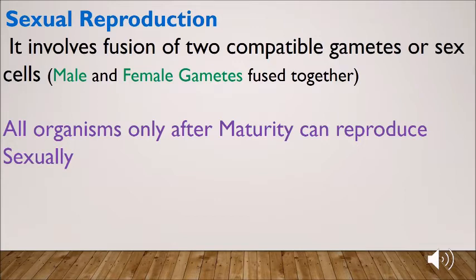All organisms reach maturity in their life before they can reproduce sexually. So all organisms only after their maturity can reproduce sexually. So how will you know the plant has attained its maturity? When the plants start to flower, that shows that it has attained its maturity. In plants, the end of the juvenile or vegetative phase marks the beginning of the reproductive phase and can be seen easily in the higher plants at the time of flowering. So, maturity in plants can be seen at the time of flowering.